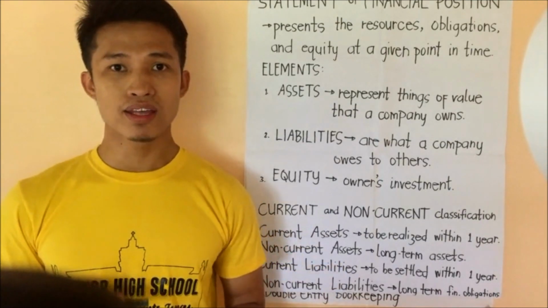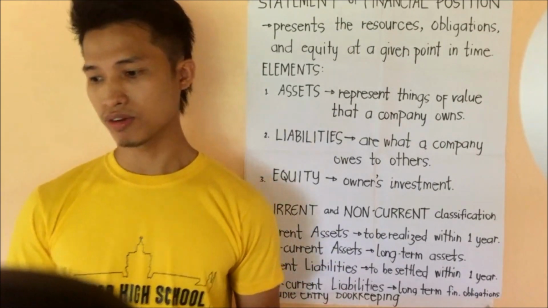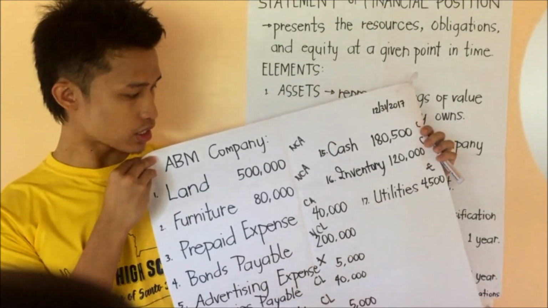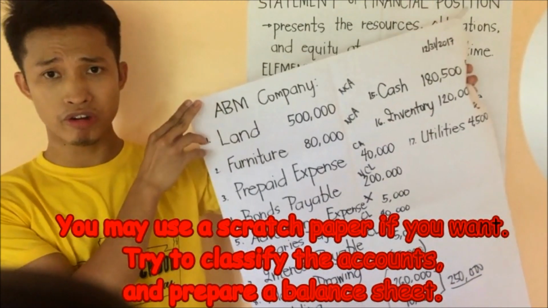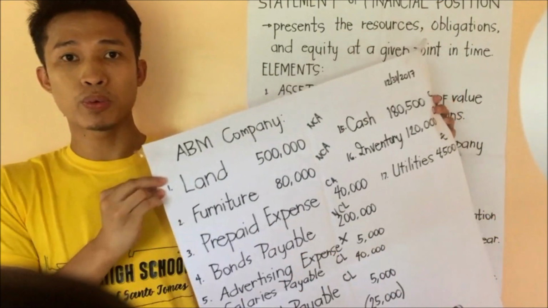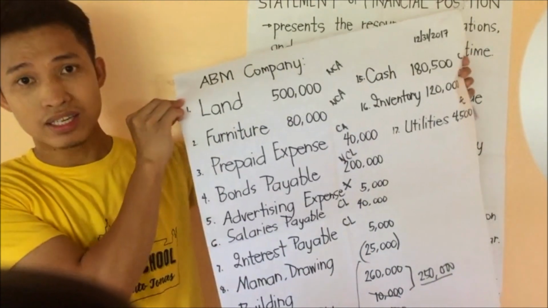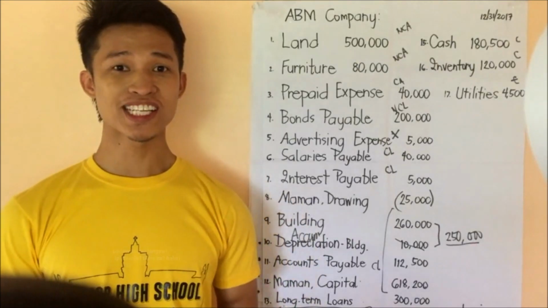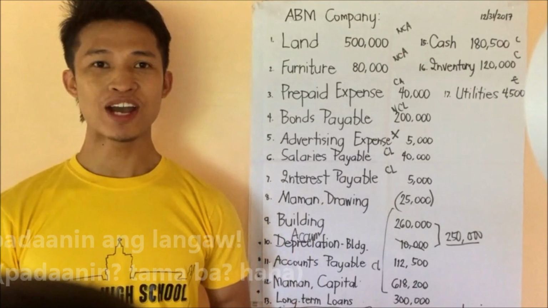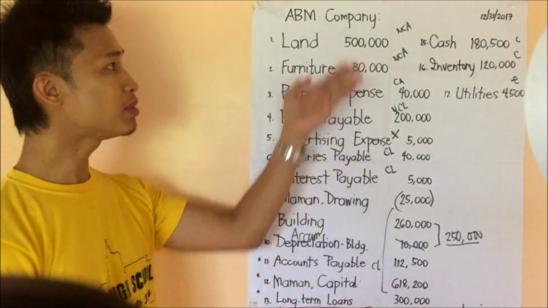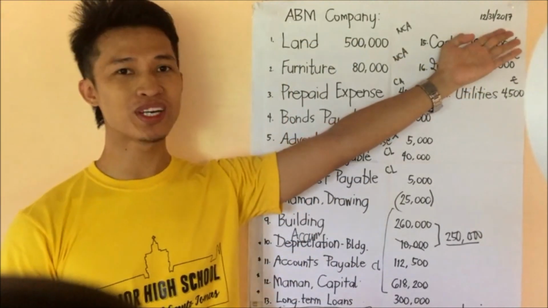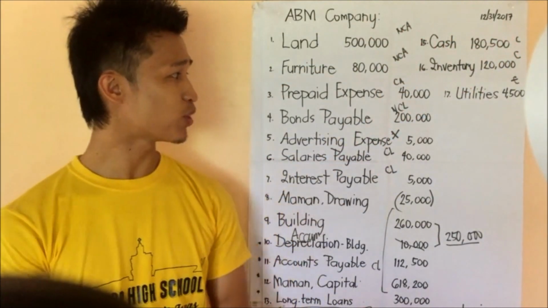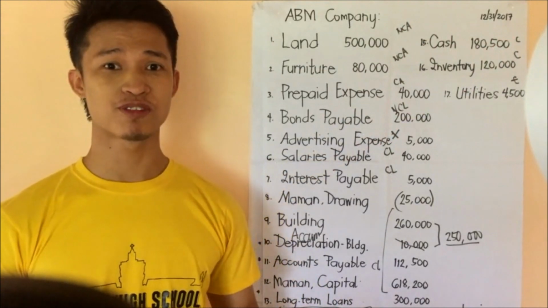Now let's classify the accounts. I have here another visual aid. I also use this. So we're going to classify them if they are current and non-current, and later we're going to present the statement of financial position. Now let's classify these accounts of ABM company as of December 31st, 2017. Sorry, they have already the answers because I've used it last year, so just being resourceful.